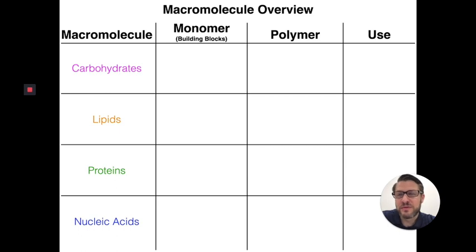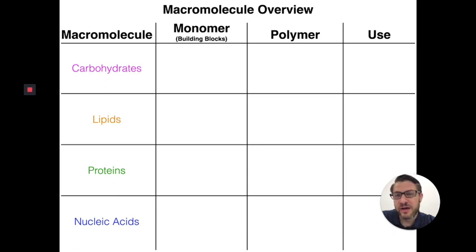Next, we want to review the macromolecules themselves. Remember, there are 4 macromolecules we need to know: carbohydrates, lipids, proteins, and nucleic acids. For each of these macromolecules, you need to know 3 things. You need to know the monomer, that is the building block, the polymer, that is the structure that you're making with these building blocks, and then its function, the use inside of the cell. So again, you can pause the video and quiz yourself on each one of these to make sure that you know all 3 of these items for each of these macromolecules.